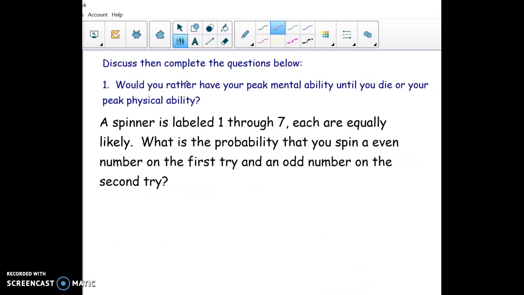All right, so these are questions I use in class, so I know this is not an actual class, so you can think about these if you want, but the math question is down here. So we have 1 through 7 equally likely. What is the probability you spin an even number on the first try and an odd number on the second try? All right, so pause the video. Here's your keyword.